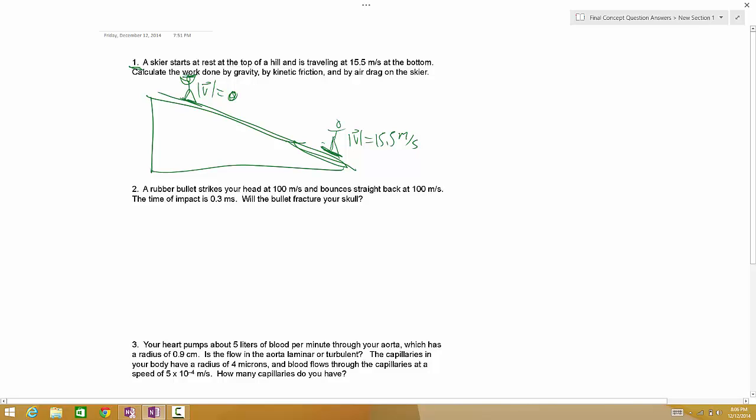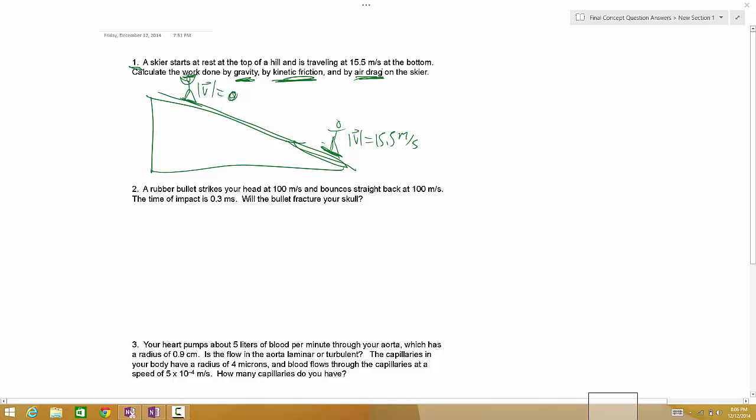Okay, good. There's a concept right there that I've seen before. Work done by gravity. Okay, gravity, that's something I care about. By kinetic friction and by air drag. So I know I'm going to need to use work because that's what we have to calculate. And gravity, we're usually talking about the force of gravity, and then kinetic friction, air drag, these are all forces. So I need to connect work to these forces.